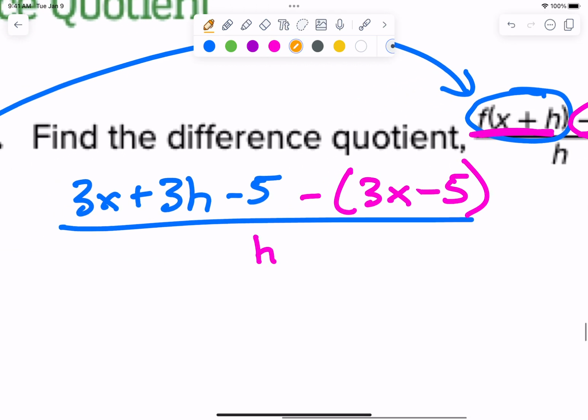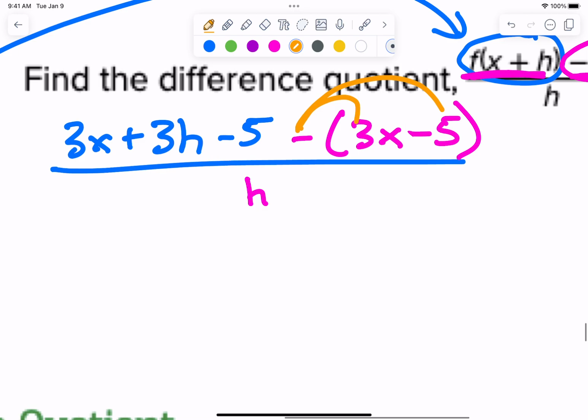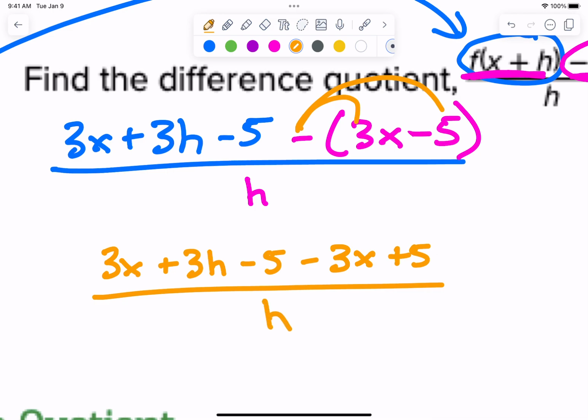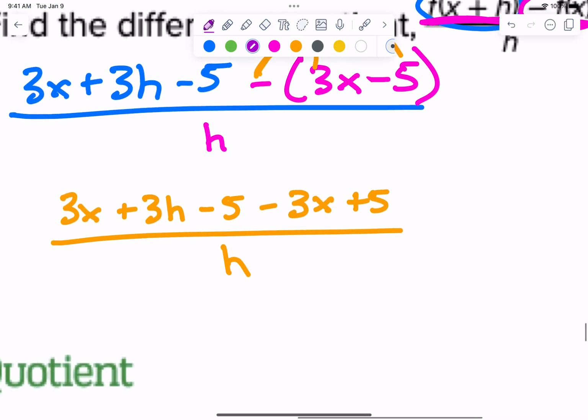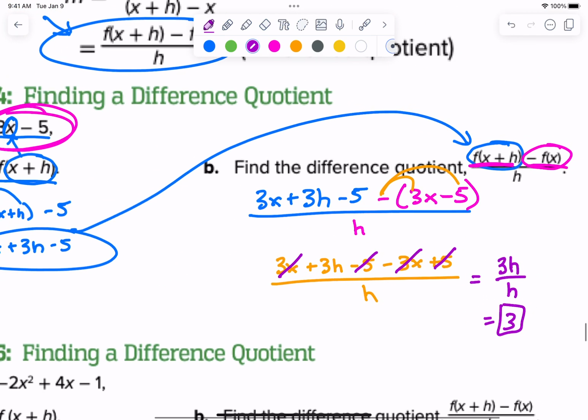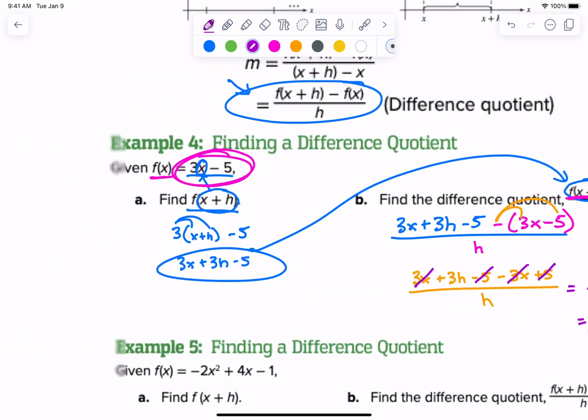Now, I'm going to tell you to be careful because of what? You have to distribute the minus sign through, okay? So I've got 3x plus 3h minus 5 minus 3x plus 5. And there's going to be lots of magical stuff that goes away, all over h, okay? You calc kids, you be ready. 3x minus 3x, minus 5 plus 5 equals, what do you get? 3h over h, which is 3. What did we just find, calc kids? The derivative. Ridiculous, right? We found the derivative of 3x minus 5.